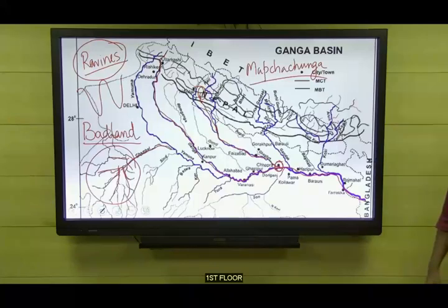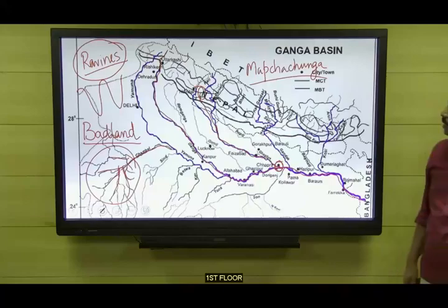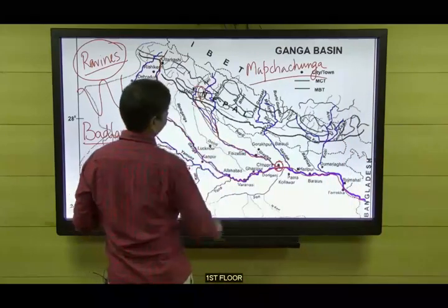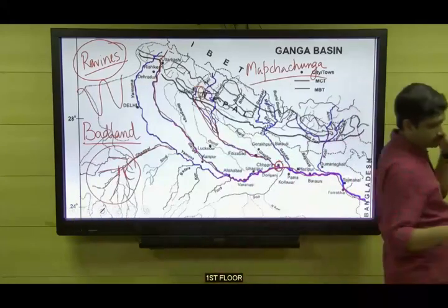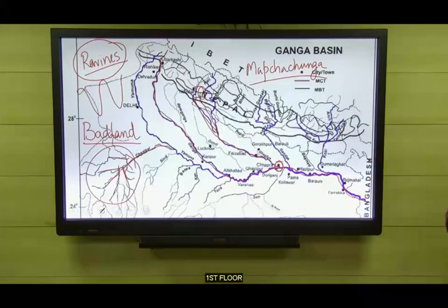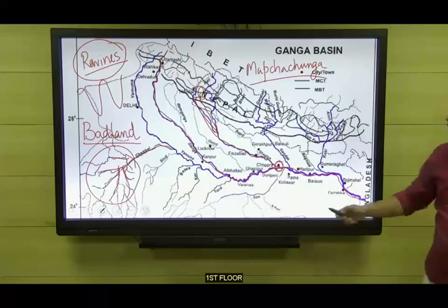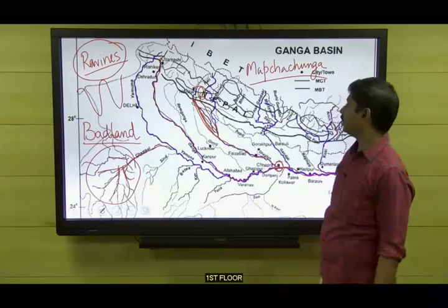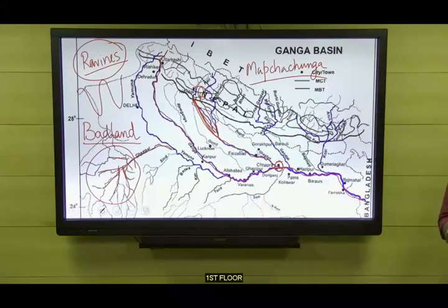And one important tributary of Ganga is Kali river or Sarda river. This one. Sarda or Kali. This side it is coming and meeting. You can see the blue line. Sarda or Kali river is an important tributary of Gagra.